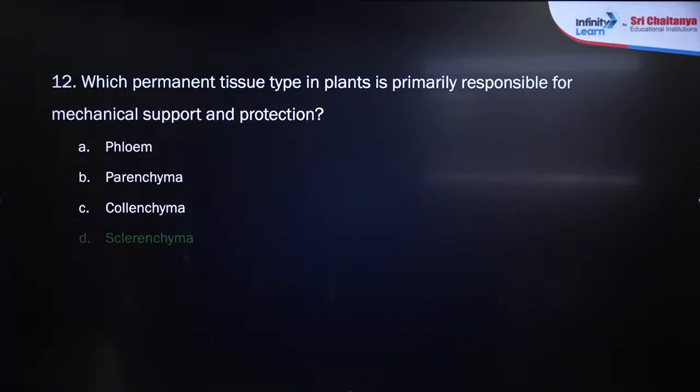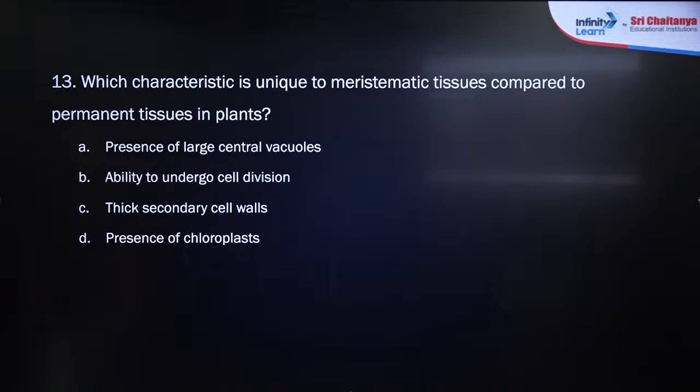Okay, now let's move towards the next question. Which characteristic, students, is unique to meristematic tissues compared to the permanent tissues in plants? So we talk about the permanent tissues in plants; which characteristic property can you only find in meristematic tissues? You can see the options, students. A, presence of large central vacuole. B, ability to undergo cell division. C, thick secondary cell walls. Or D, presence of chloroplast. What is going to be the correct answer?